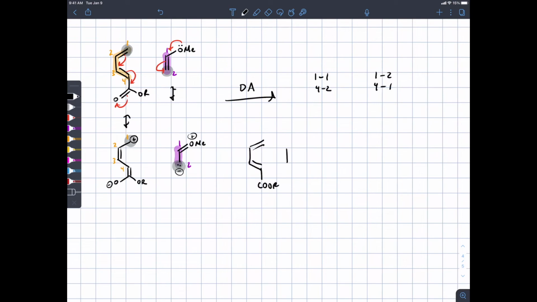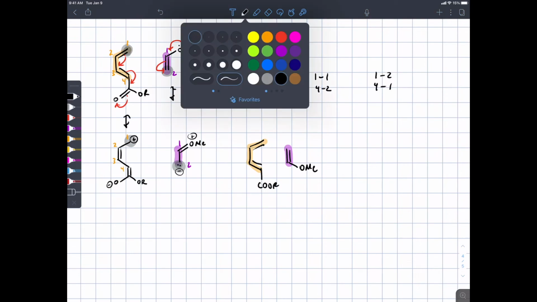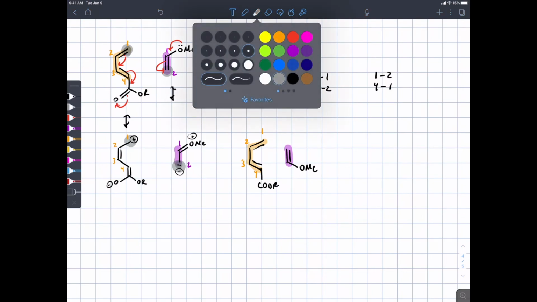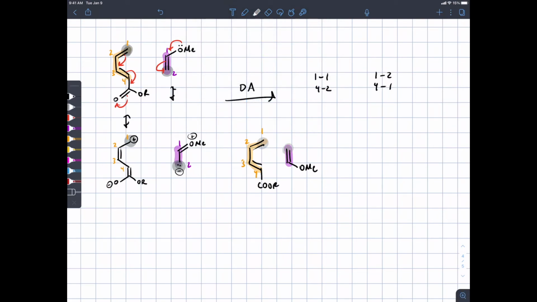for the olefin to approach the diene such that electron-poor orange carbon 1 of the diene can line up with and be close to electron-rich purple 2 of the olefin, and then the regioisomeric outcome is this one.